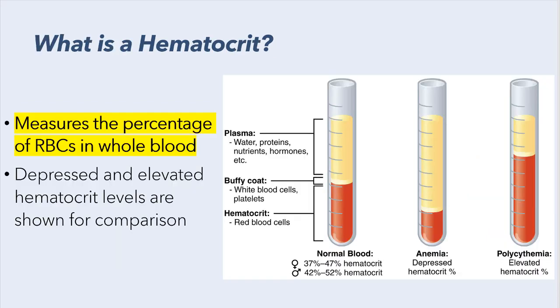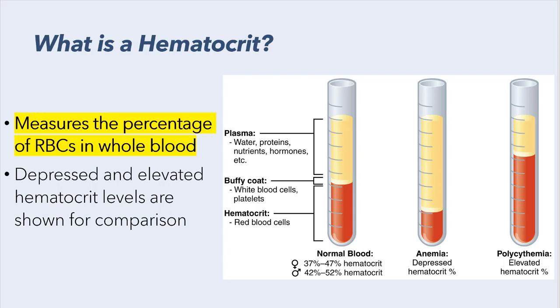The next topic in this video is what is a hematocrit? A hematocrit measures the percentage of the amount of red blood cells that is present in whole blood. And this is usually indicative of certain conditions in the body, especially if the values deviate from the normal range.